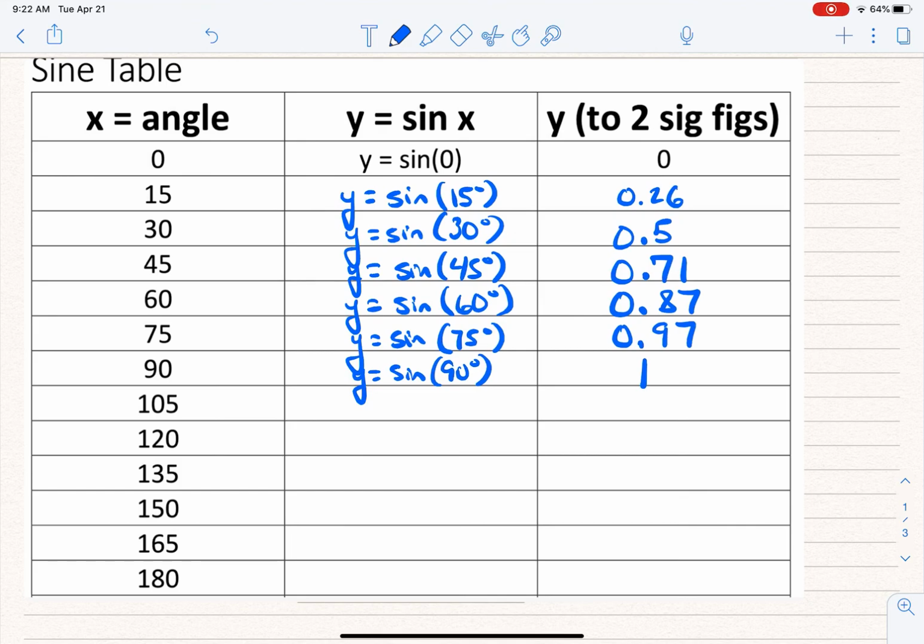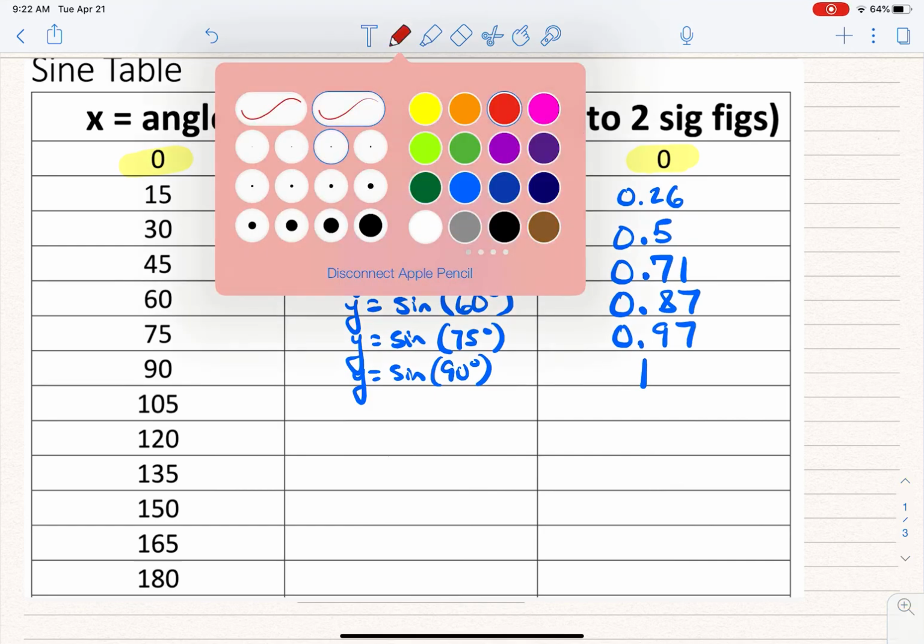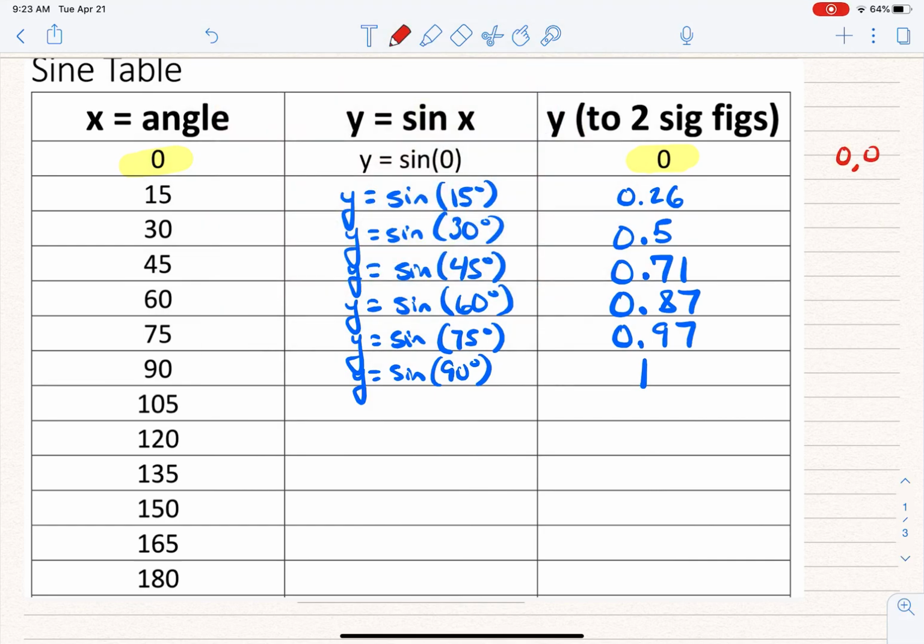The second part of the assignment is I want you to try to graph this information, just like we did before. Right here is our x, and here is our y. So think about it. For this first one, my point is 0, 0. For the second one, my point is 15 and then 0.26. My third one, 30 and 0.5, and so on. This is what I'm asking you to do.